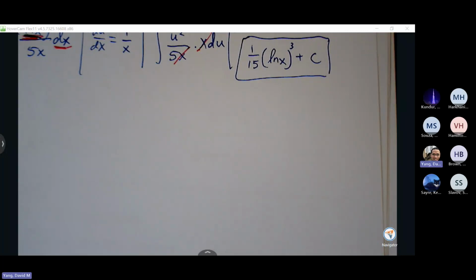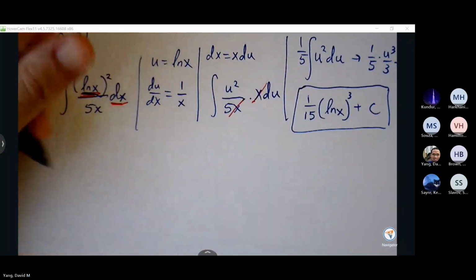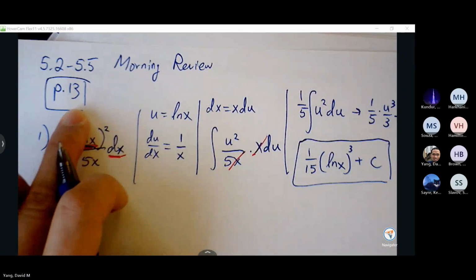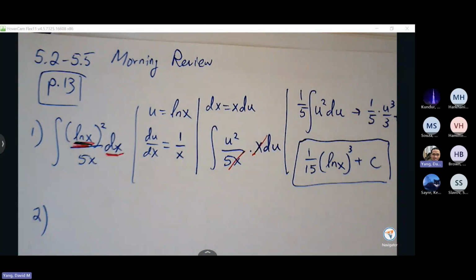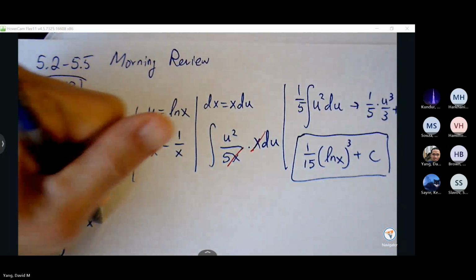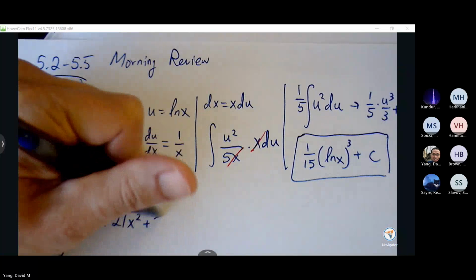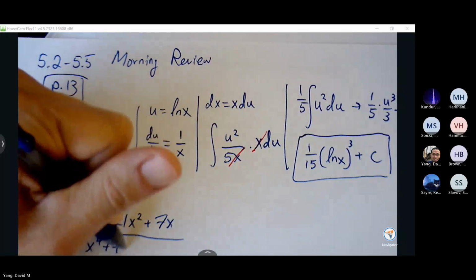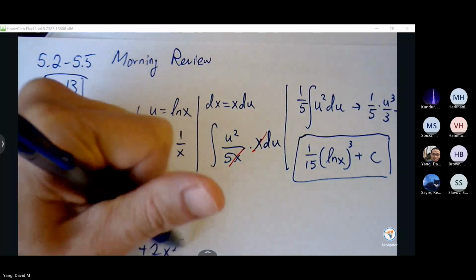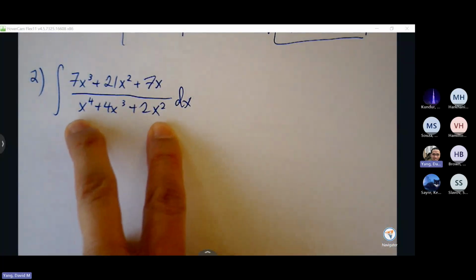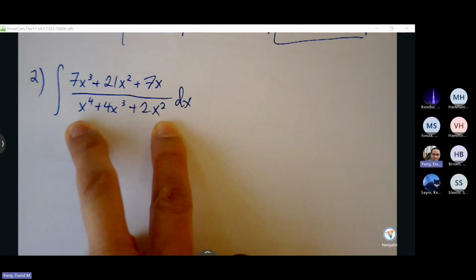Okay, number 2. I'm sorry, I thought that was not... Oh, we're doing it on page 13. Number 2, we can handle it. Okay, so our first option is, can we expand and distribute and split up into individual fractions? There's obviously more than one term in the denominator, so we're stuck.